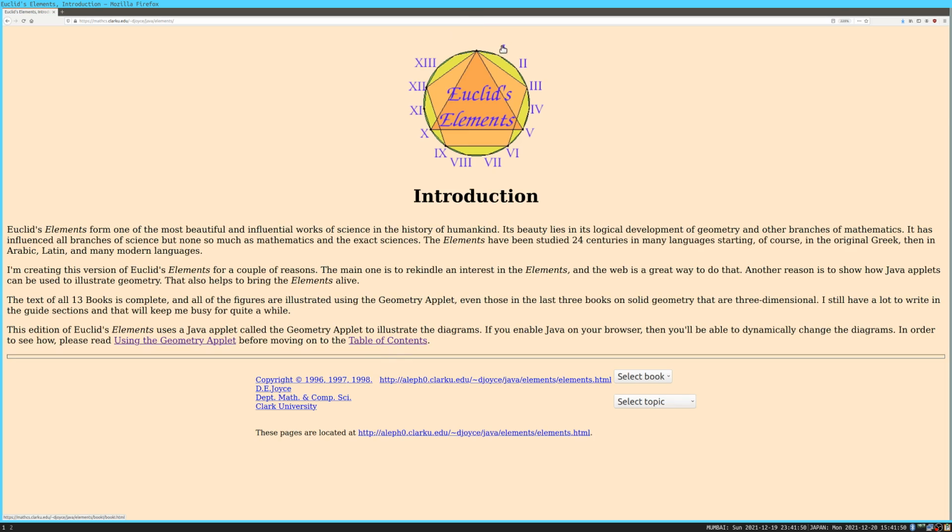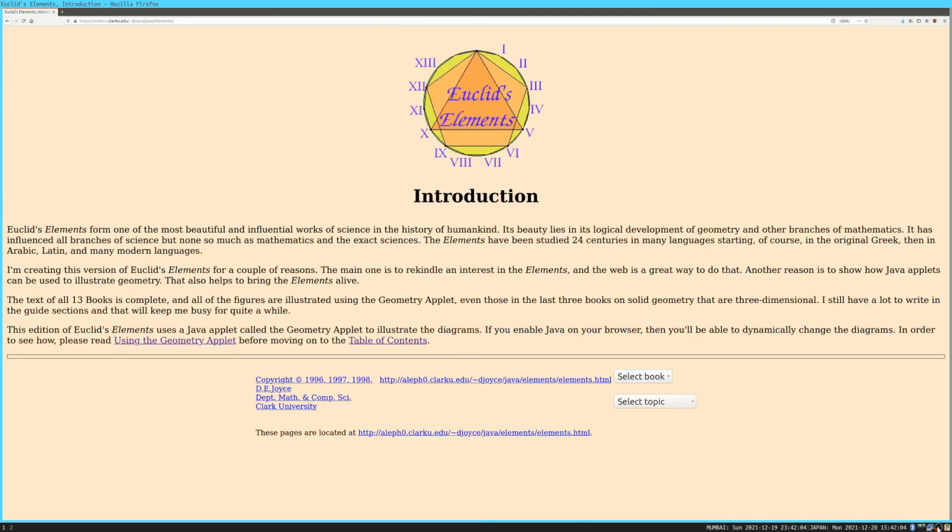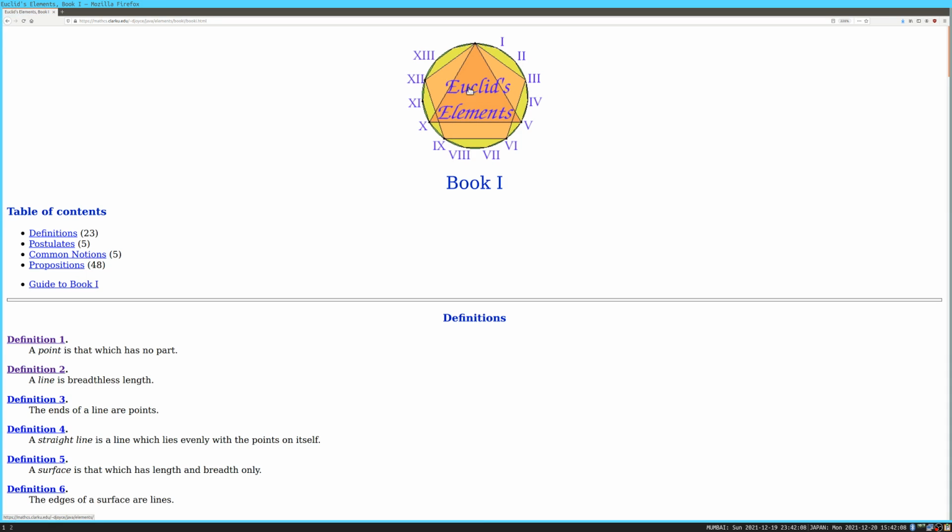The book Euclid's Elements is in the public domain. I have a dead tree version, and there's also this website. Let me just make sure the recording is correct. Yeah, it is. Okay. Anyway, let's just get started with book one.